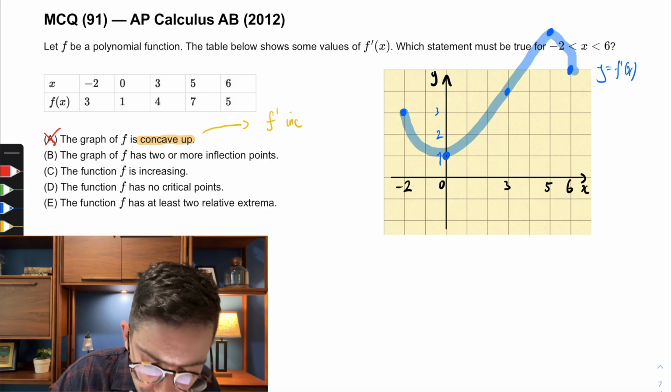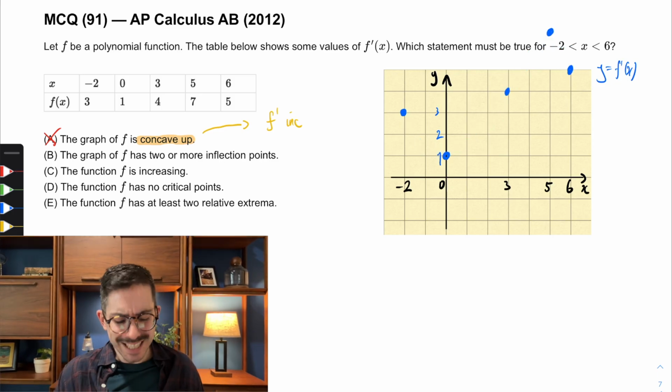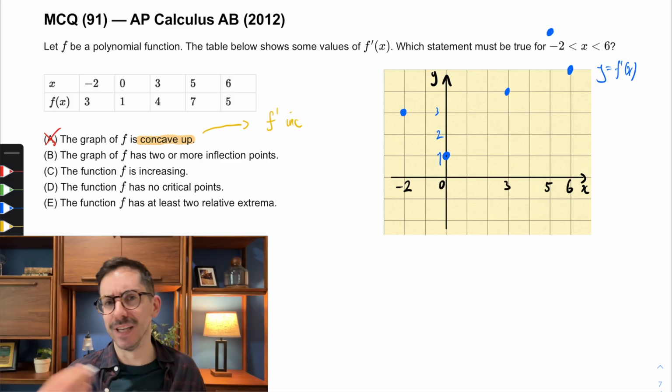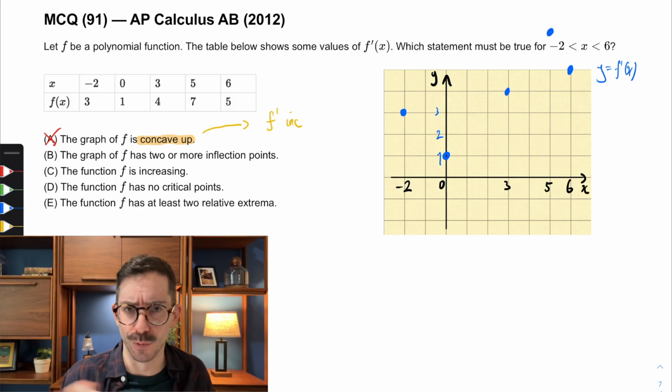Now, let's skip over B because it's kind of scary looking, and you'll see why I want to skip over it. But maybe I'm a bit intimidated by B because it talks about inflection points, it talks about 2 or more. I don't want to deal with that right now.